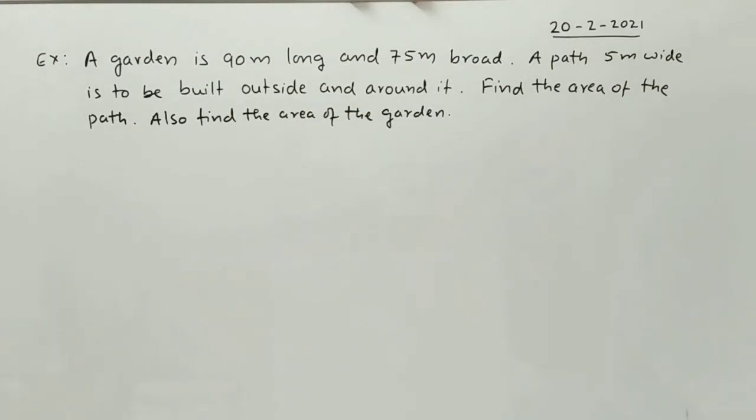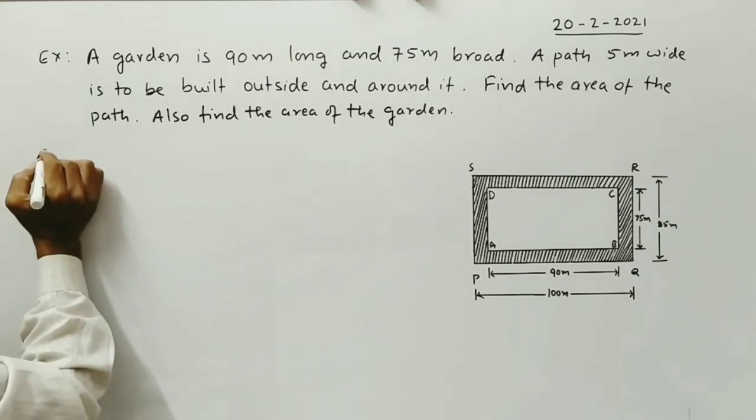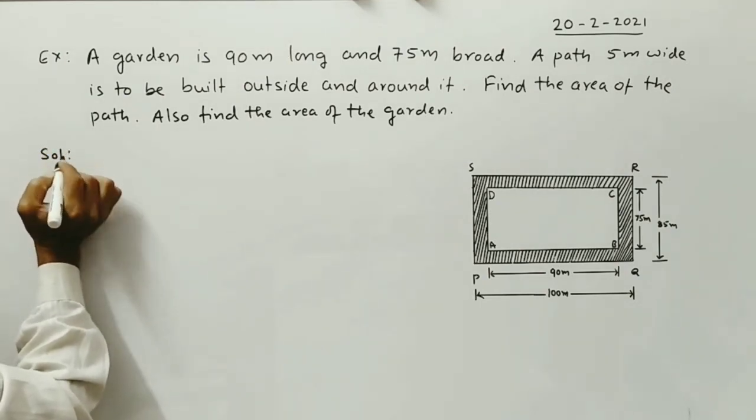Next example, a garden is 90 meter long and 75-meter broad. A path 5-meter wide is to be built outside and around it. Find the area of the path. Also find the area of the garden. Solution.